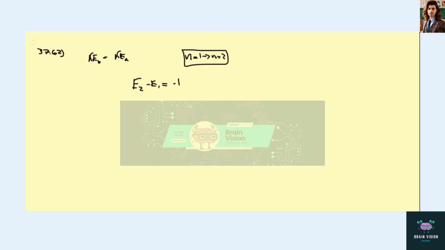The energy difference is E2 minus E1, which we can write as negative 13.6 eV times (1 over 2 squared minus 1 over 1 squared). And this is 10.2 electron volts. And that's our delta E.